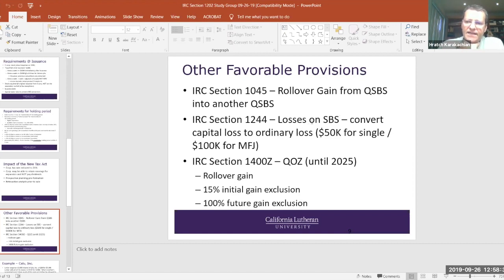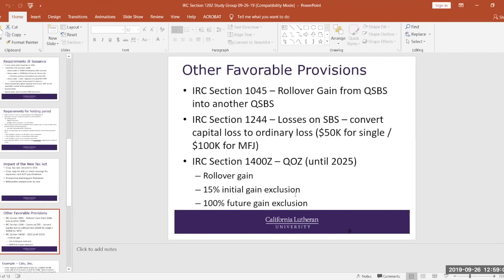Here, if a small business stock is sold for a loss, this section allows the conversion of that capital loss to ordinary loss, but only up to $50,000, or $100,000 for married filing joint taxpayers. Since the amount is so small, a lot of pre-planning to fit into 1244 is most likely not beneficial or efficient.